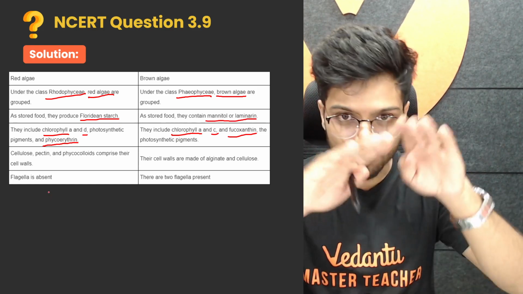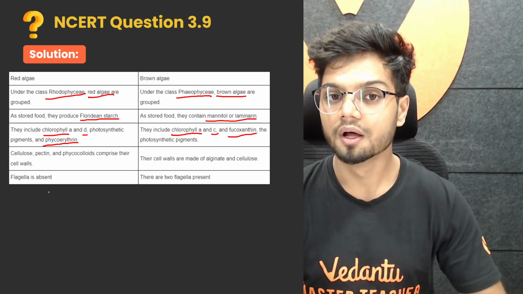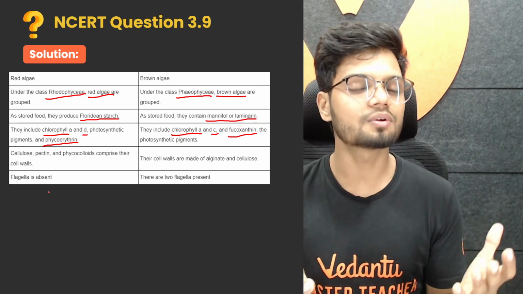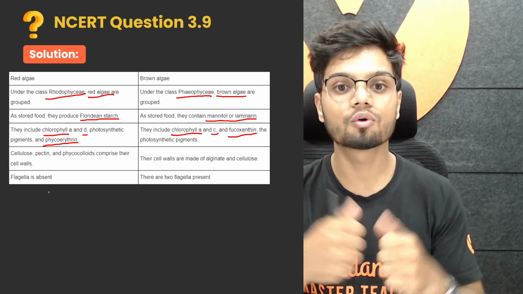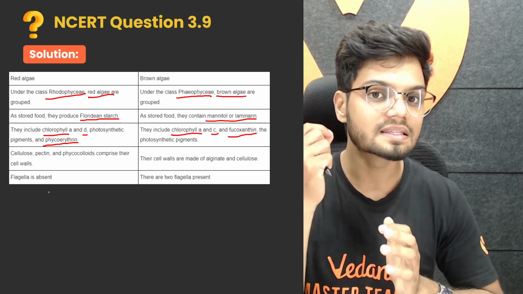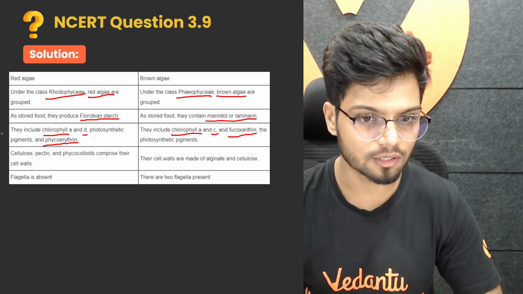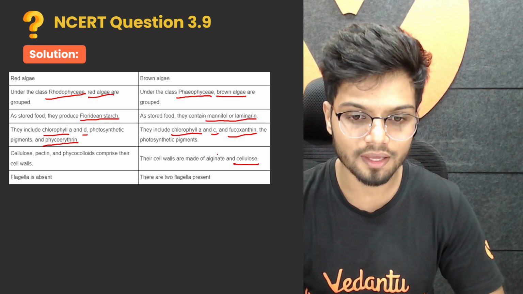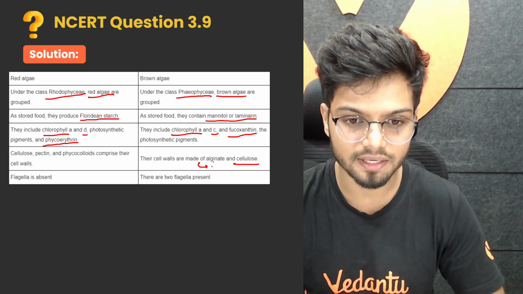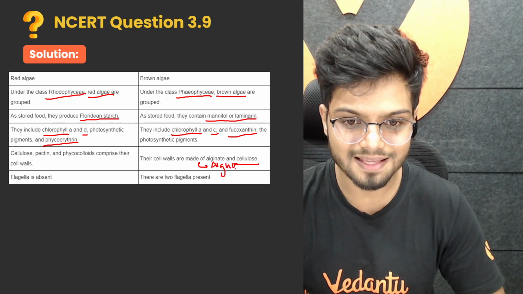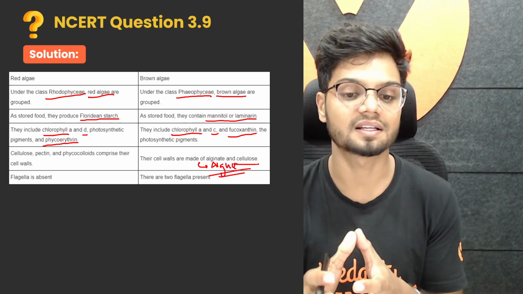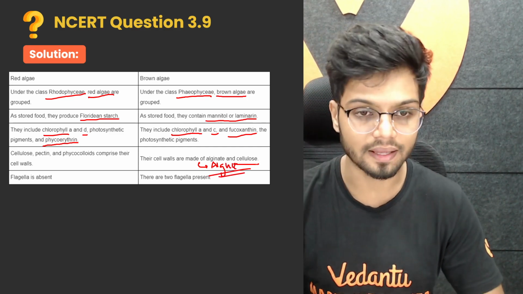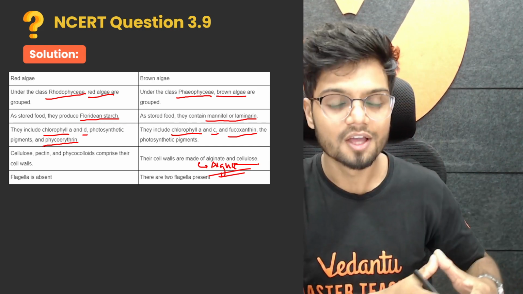Now, next, let's go to the exterior, that is the cell wall. Both in the case of your brown algae as well as red algae, cellulose is common. Apart from cellulose, in the case of your brown algae, you have alginic acid or alginate.